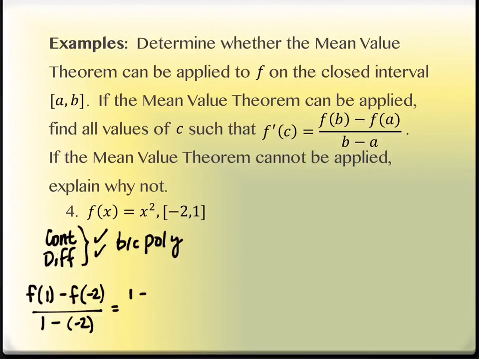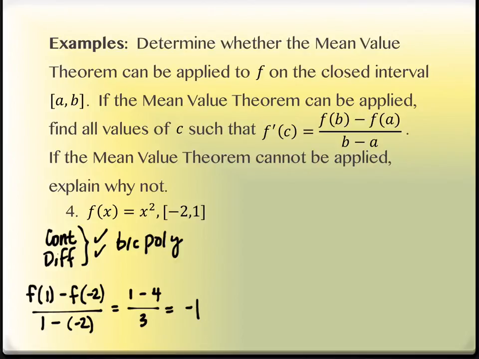Yeah, and so I have 1 minus 4, right? And then in the denominator, I have 3. Yes? So what is the slope I'm having happen here? It's negative 1. We get a slope of negative 1? Okay. All right, so we have a slope of negative 1.